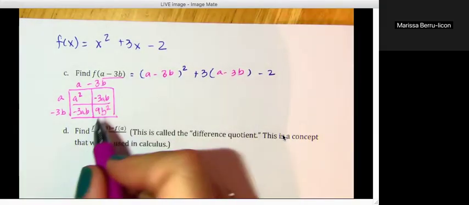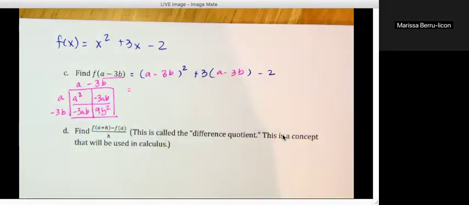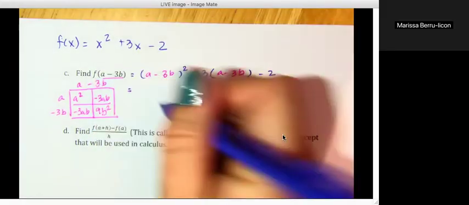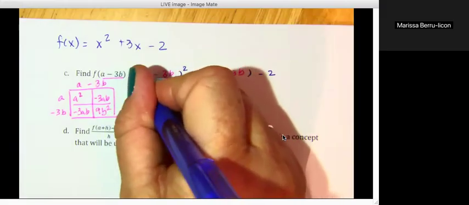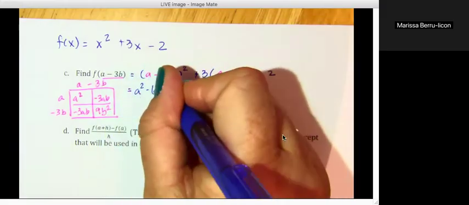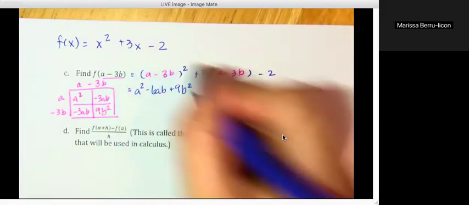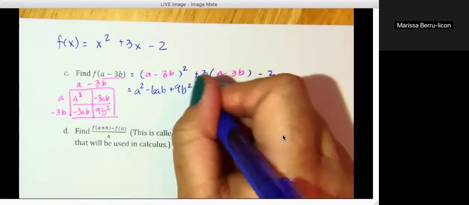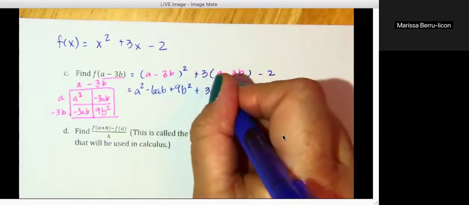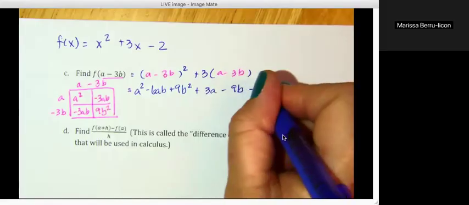So combining like terms there, I have, let's be consistent with my colors here, a squared minus 6ab plus 9b squared. And then distributing my 3, I end up with 3a minus 9b minus 2.